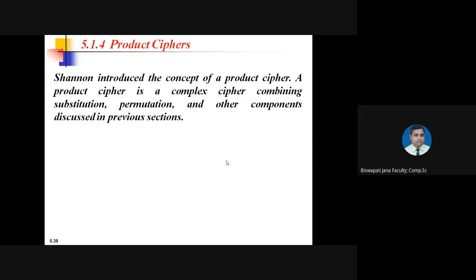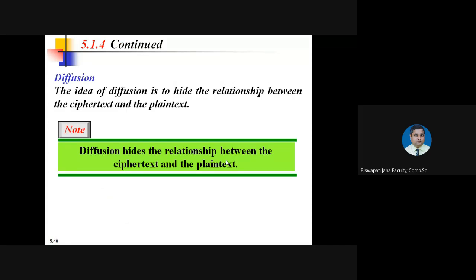Another is called the product cipher. Yes, this is important. Shannon introduced the concept of a product cipher. A product cipher is a complex cipher combining substitution, permutation, and other components discussed in the previous section. This combination of these techniques produces a new cipher, which is called the product cipher.